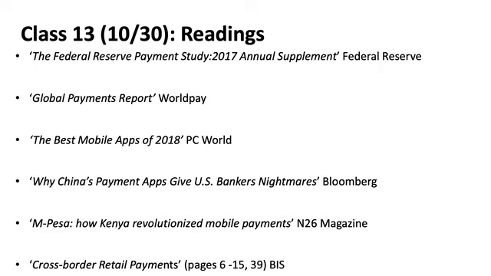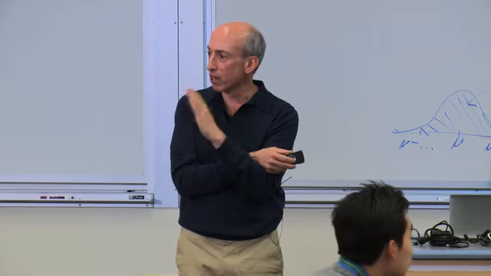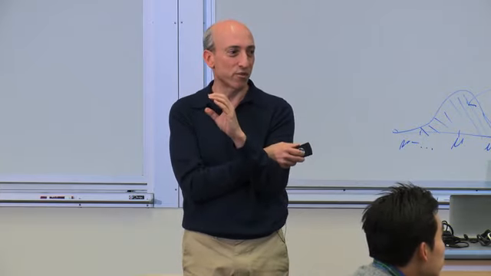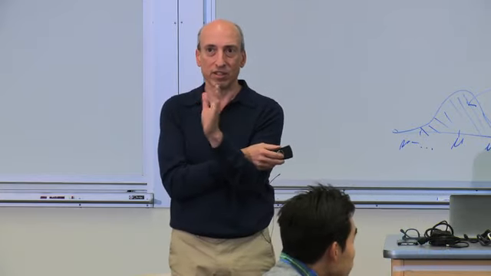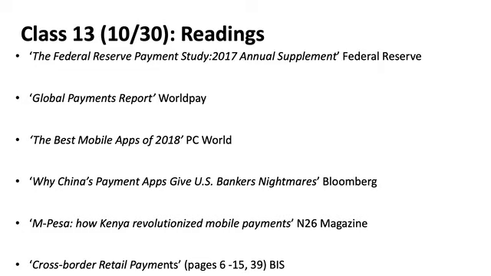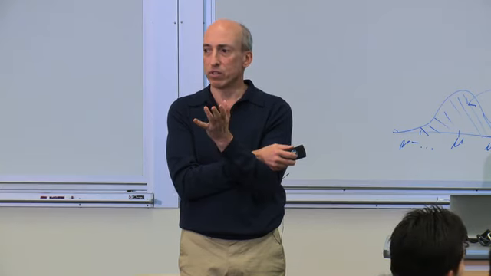And the readings for the 30th, the Federal Reserve Payment Study, really shows a bunch of information, and you don't have to read the words, just look at the few charts. It's going to give you trends. You're going to see some interesting trends in there, what the best mobile apps are in the global payments report and things like that. Any questions on any of that?